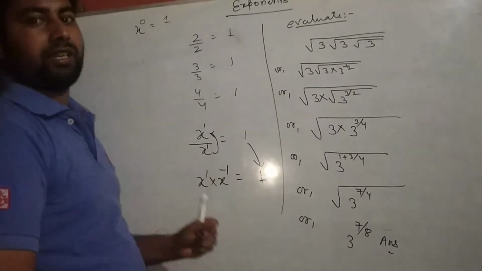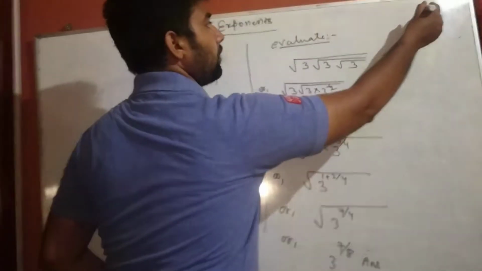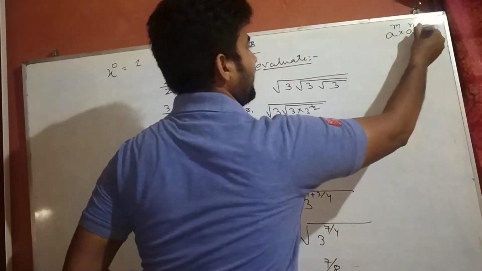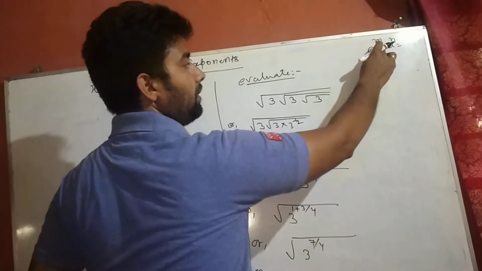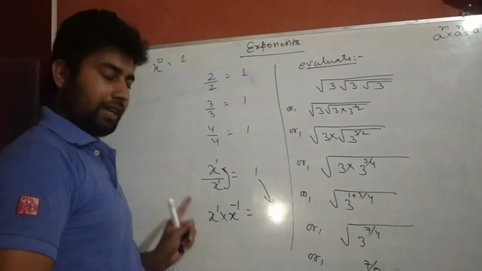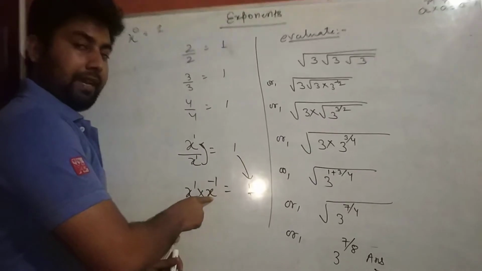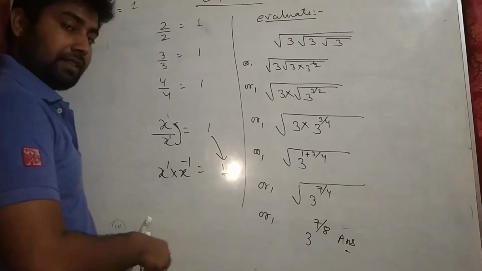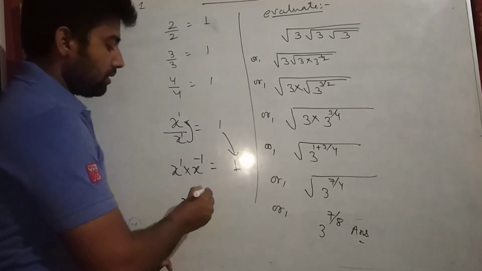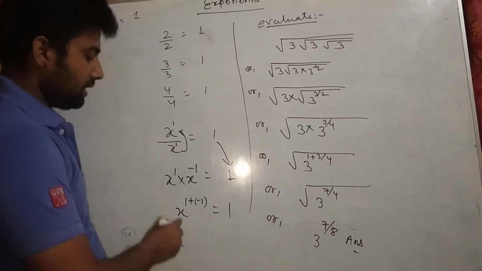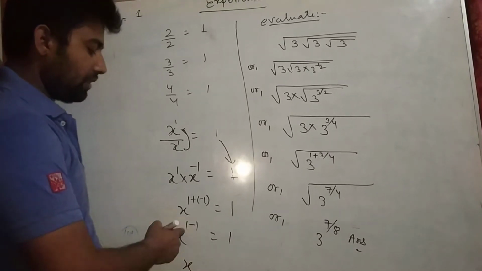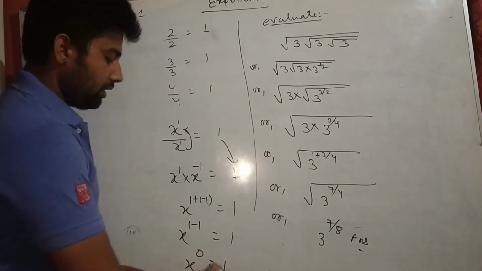Now we have already studied one property: a to the power m into a to the power n, if the bases are the same, connected by multiplication, the powers will be added. Now we will do the same thing. Look, the base is x, x having power 1 and x having power minus 1. The bases are the same, so we add their powers: 1 plus minus 1 equals 0, so x to the power 0 is equal to 1.